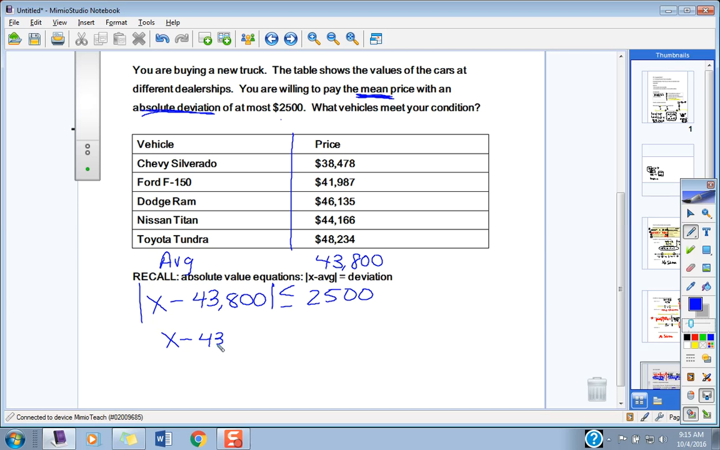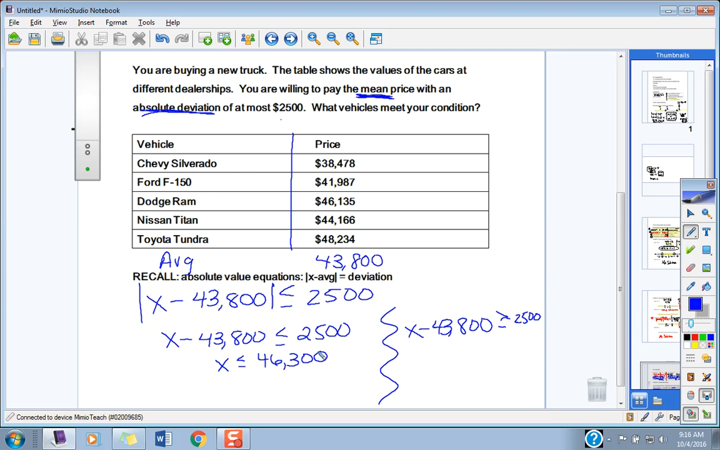So to solve this, we would say x minus 43,800 is less than or equal to 2,500. And the other inequality we would set up would be x minus 43,800. Change the less than or equal to what, guys? It's greater than or equal to. What value? Negative 2,500. All right. Somebody add 43,800 to this one for me. It's 43,800 plus the 2,500. 46,300. Okay. We need to spend less than that, but we need to spend more than. How about solving this one? Negative 2,500 plus 43,800. I think that's greater than or equal to, oh, do you guys get 41,300 for that?